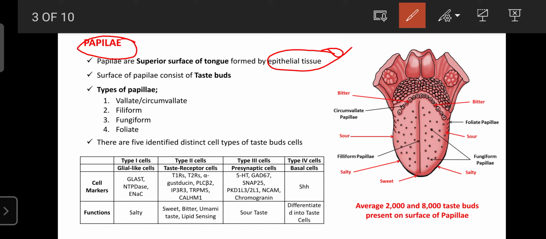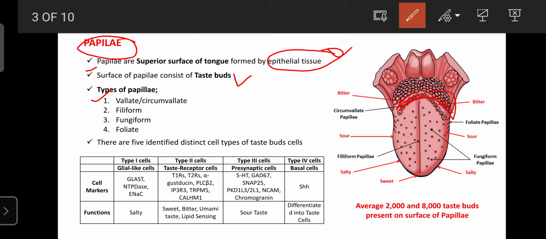The papillae also have surfaces, and on those surfaces are the taste buds. So what are papillae? They are present in our oral cavity, on the tongue. They are mainly of four types. One is the vallate, also known as the circumvallate. It is present at the end of the anterior part, or the start of the posterior part, of the tongue.